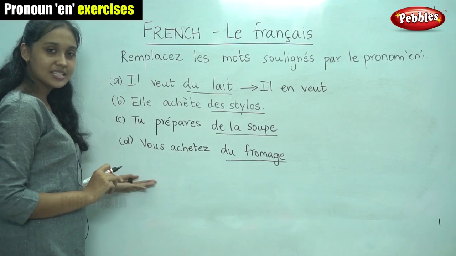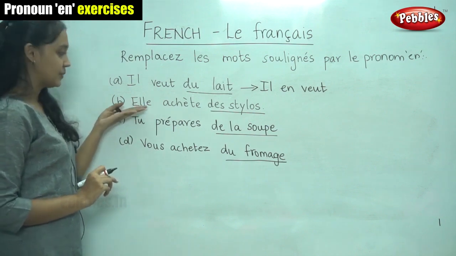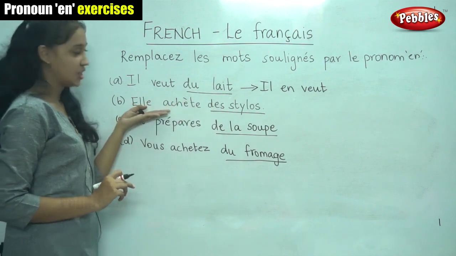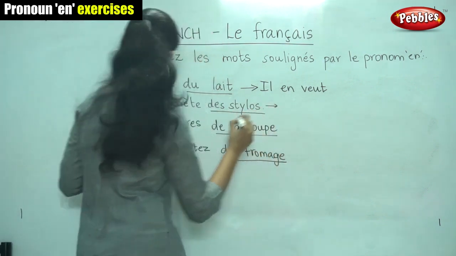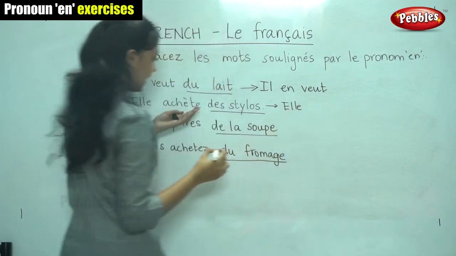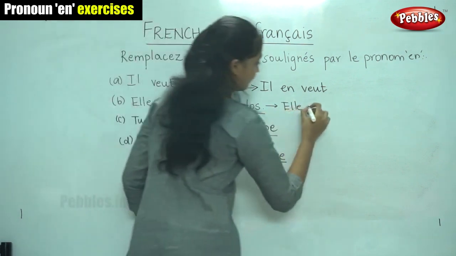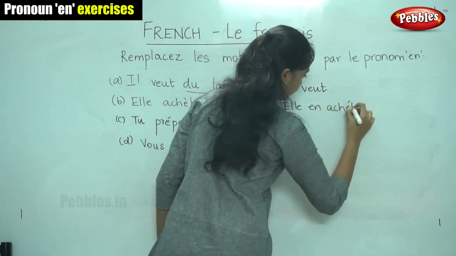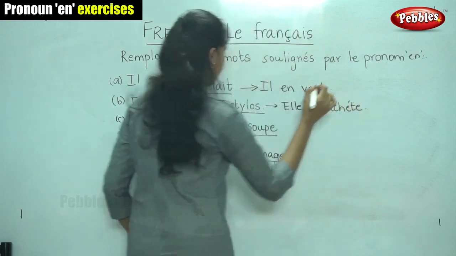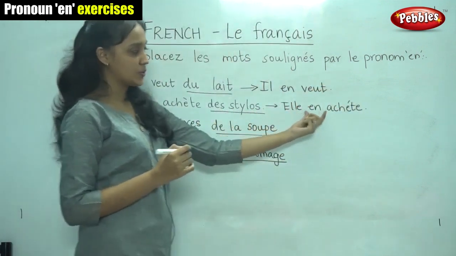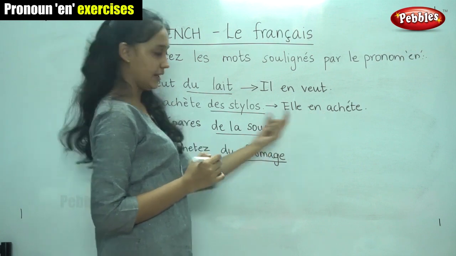Now, can we do the next three sentences? Very simple. Which is the verb in this sentence? It is acheter. So, en comes before the verb. Elles en ont acheté. Very simple. So, instead of the underlined words, we are using the pronoun en.